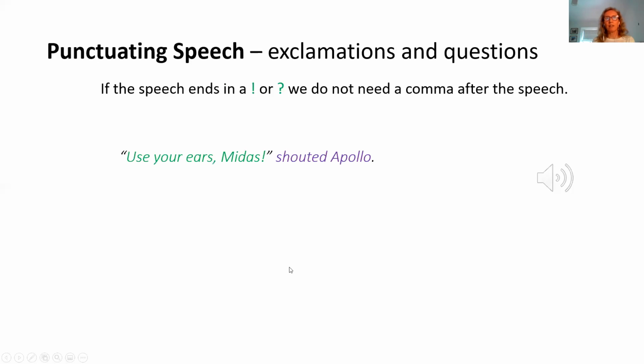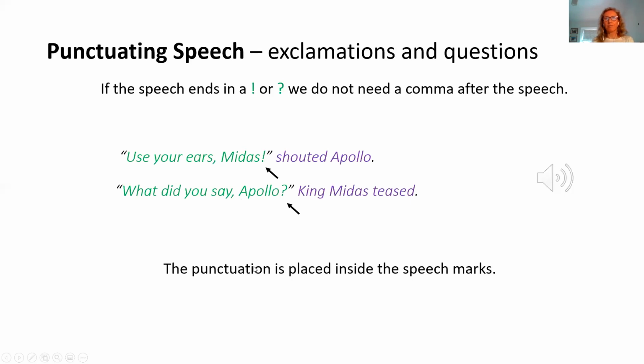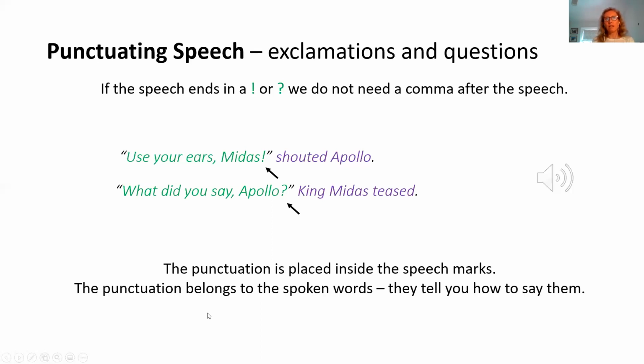So if we have a look at the examples, we can see, "Use your ears, Midas!" shouted Apollo. He's got an exclamation mark instead of the comma. "What did you say, Apollo?" King Midas teased. Again, instead of the comma, it's a question mark because he's asking a question. And these punctuation marks are inside the inverted commas, inside the speech marks, because they are part of what is being said.